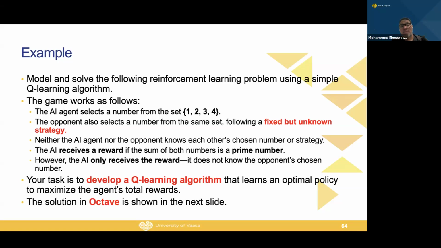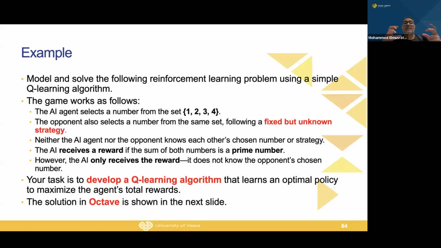So both of them, the AI agent and the opponent, don't know the strategy of each other, and also both of them don't know the selected number. The opponent knows, of course, their own selected number. Your AI agent knows its own selected number, but doesn't know the selected number of the other party.